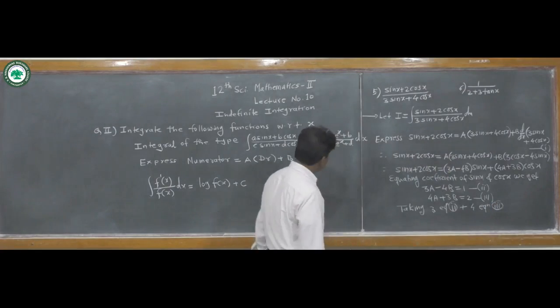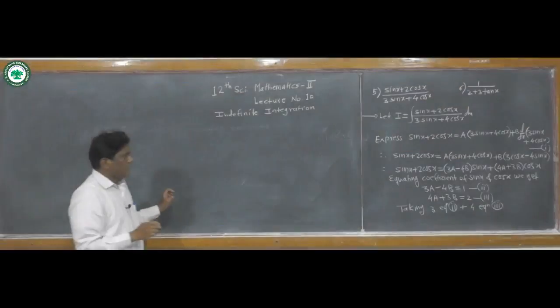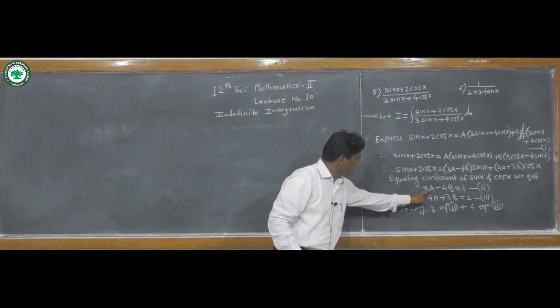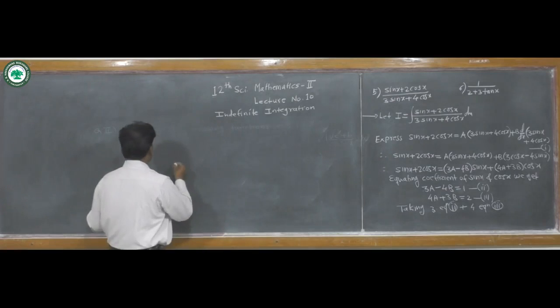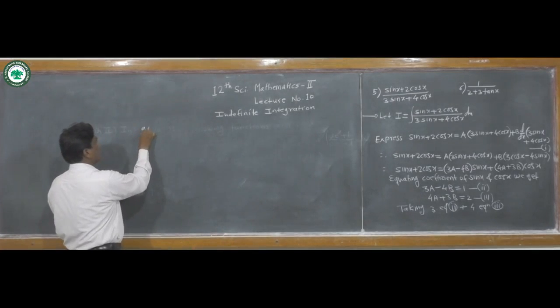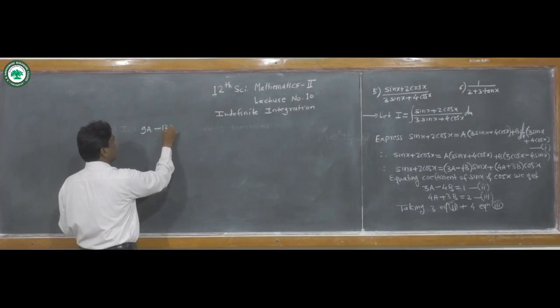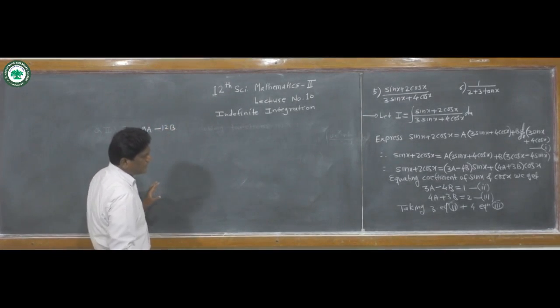So we get here, multiply the second equation by 3. So 3 3s are 9, so 9a minus 3 4s are 12, 12b is equal to 3 1s are 3.